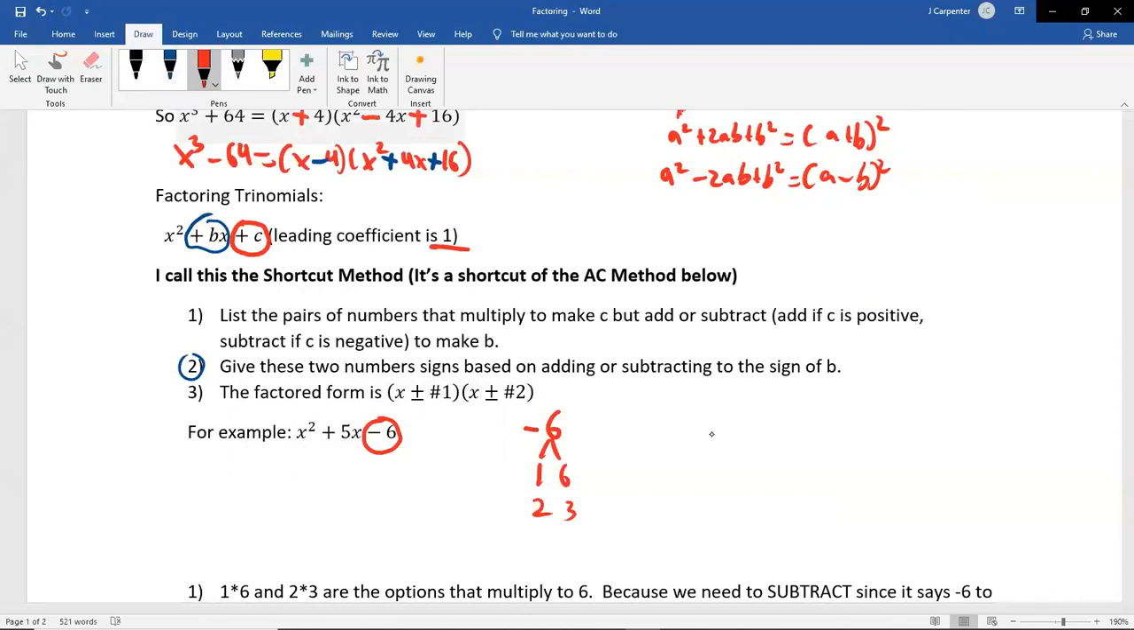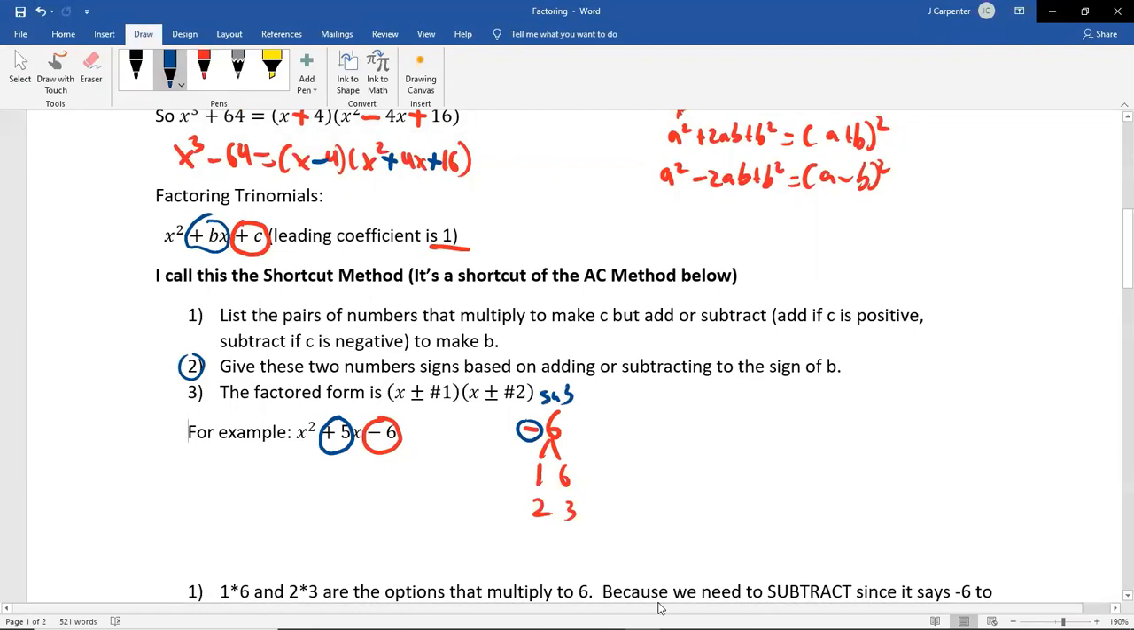Notice I wrote the sign. Even if this was a plus 6, I would have written the plus here because we're going to need that to tell us whether we're adding or subtracting in the next instance. But it was a minus, so let's leave it that way. So then, since this is a minus, we're subtracting to try and make the 5, and it's got to be a positive 5.